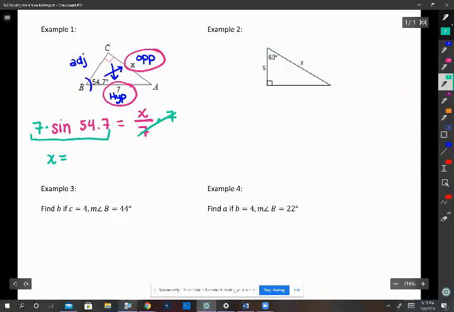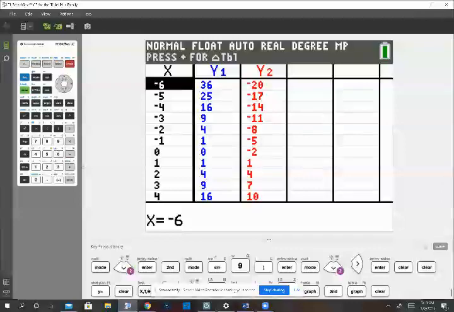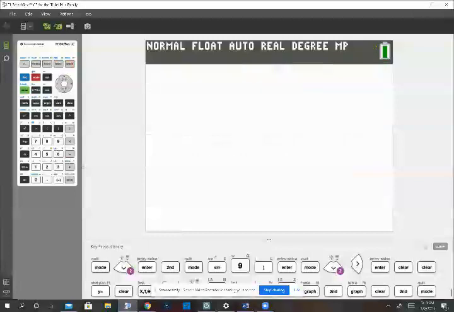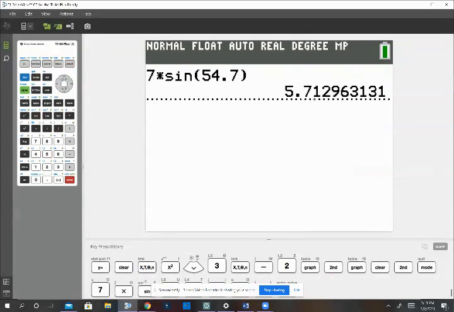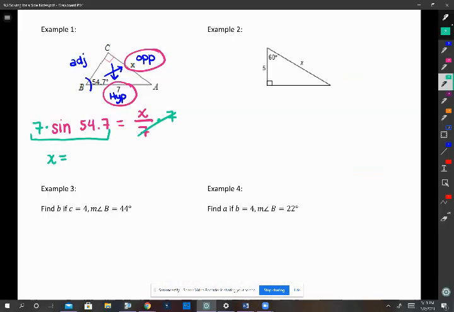In my calculator, let me get that out here. Second quit. All right, so in my calculator, I'm just going to multiply 7 times sine of my angle measure, which was 54.7. When I multiply that, I get my answer, and I'm rounding it to the tenths place. So I look at the 1, and the 1 tells me the 7 is going to stay where it is. So I'm at 5.7. So my measure is 5.7, and this is my answer.